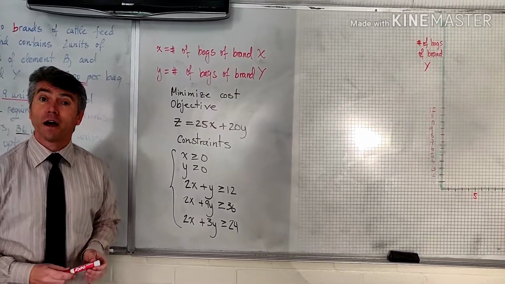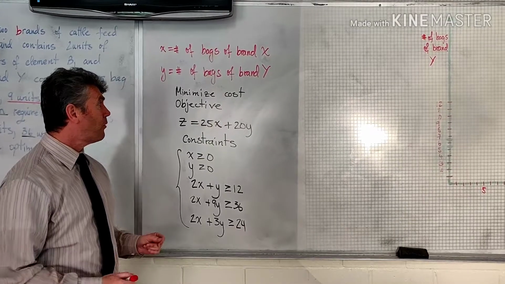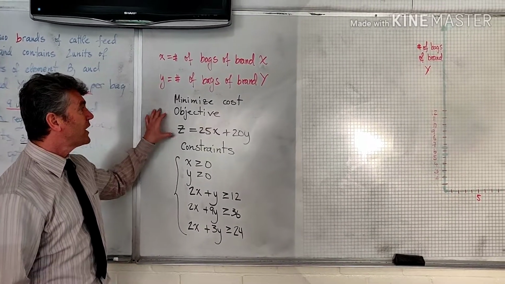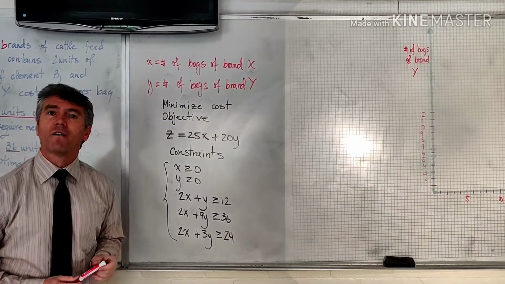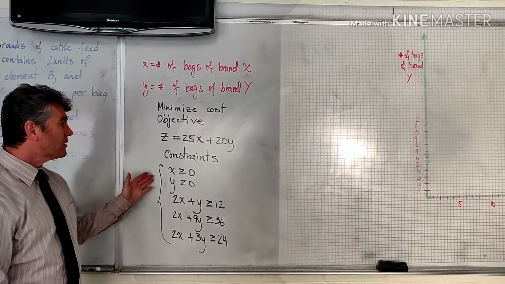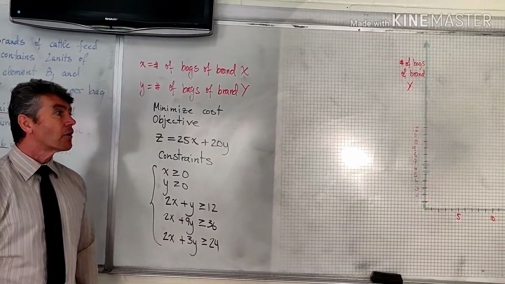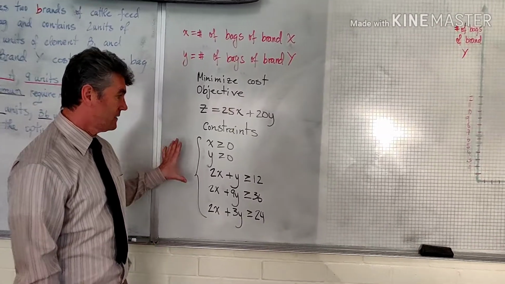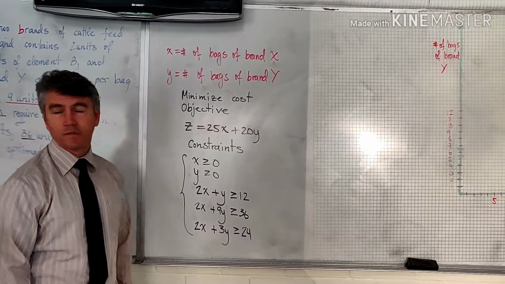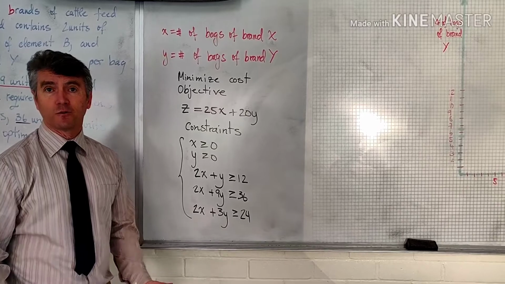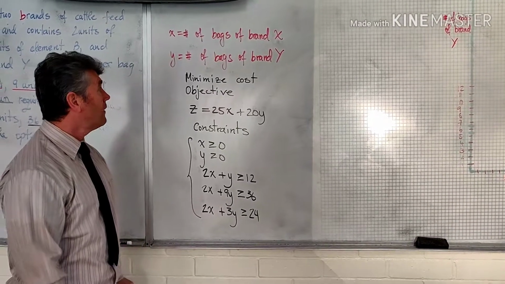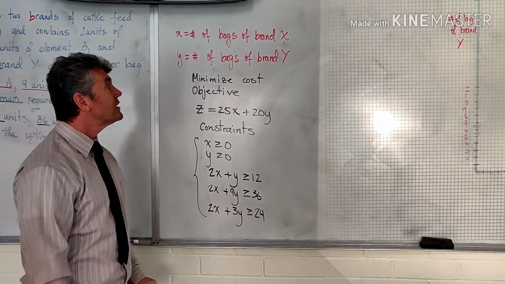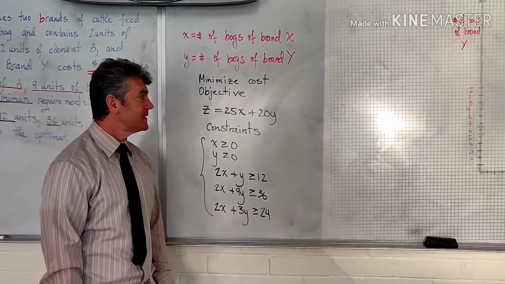In the first part of this example, we have obtained the objective function z equals 25x plus 20y and the constraints. And now our goal is to graph the system of inequalities, figure out our feasible solutions, and see what the minimum cost is.